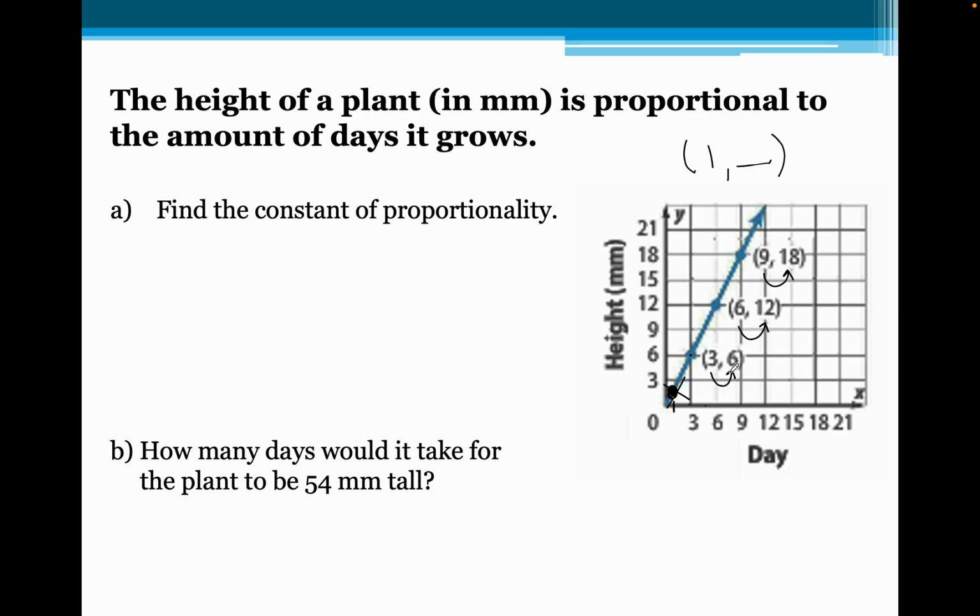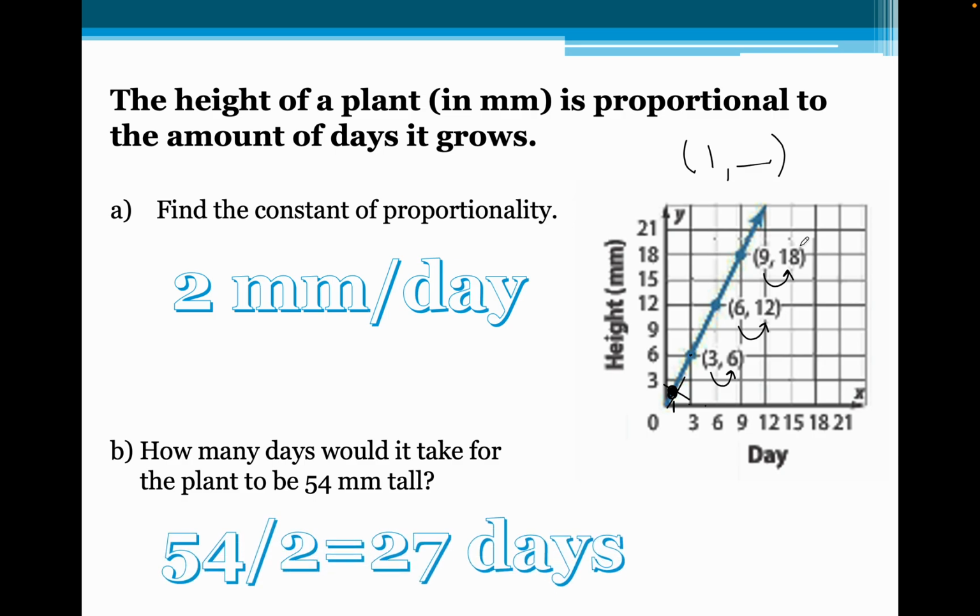So 3 times what is 6? 6 times what is 12? And 9 times what is 18? And that's 2 millimeters per day. How many days would it take for the plant to be 54 millimeters tall? That would be 27 days, because 54 divided by 2 is 27.